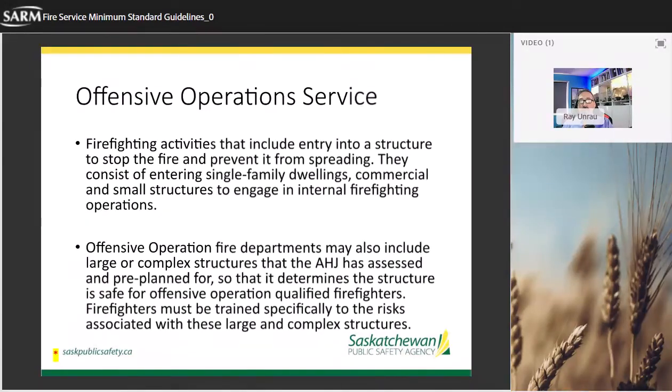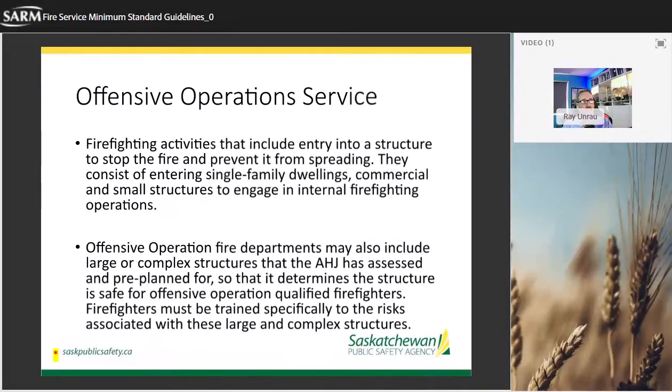But on their interior attacks, there are no restrictions with single-family dwellings, and no restrictions for commercial and small structures. But when you have relatively large manufacturing structures or wide-span buildings, maybe manufacturing plants, those sorts of structures are quite complex when it comes to firefighting. Smoke and flames move in a weird direction.